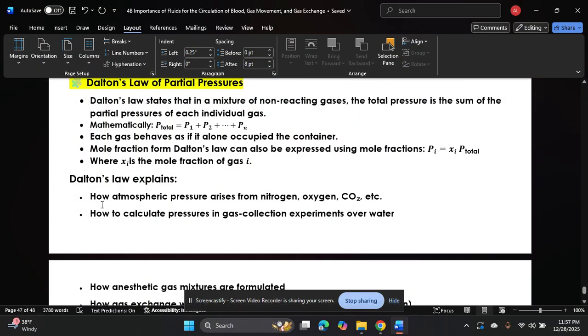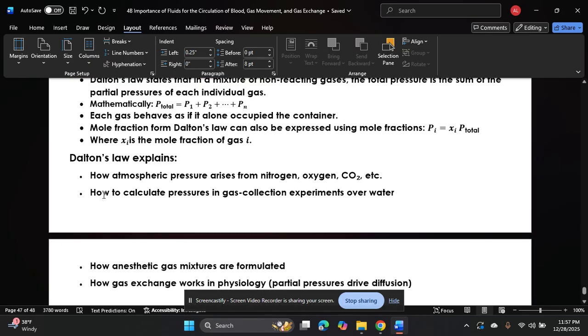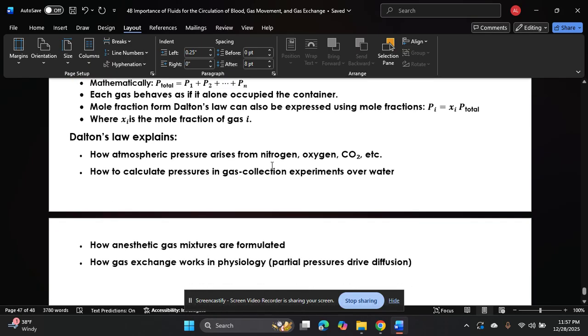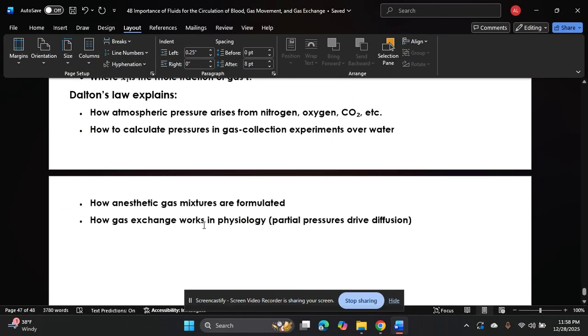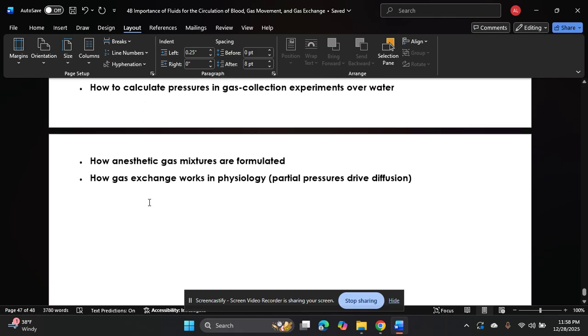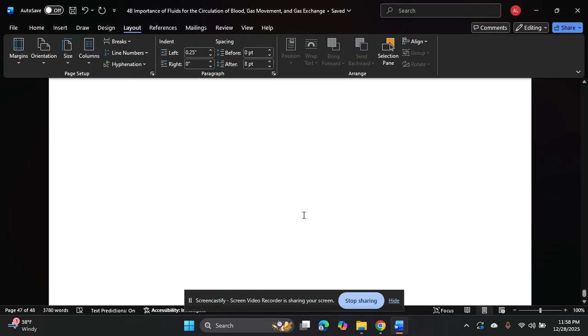So Dalton's law explains how atmospheric pressure arises from nitrogen, oxygen, CO2, right? How to calculate pressure in gas collection experiments over water. So each would have its own pressure. How anesthetic gas mixtures are formulated, like we just saw that each of them is calibrated, right? How gas exchange works in physiology, especially when it comes to partial pressure that drives diffusion, all right? So there you go. This was the importance of fluids for circulation of blood, gas movement, and gas exchange.